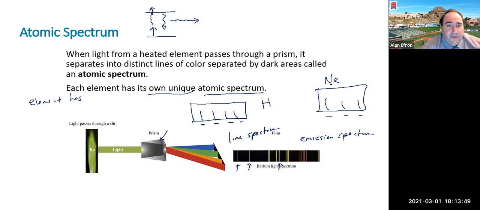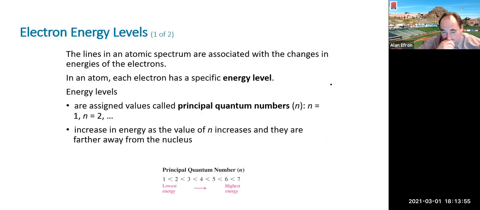So when these electrons transition from one energy level to the next, we sometimes refer to these energy levels as n. And n is the principal quantum number, which is a very fancy word for basically the energy level.